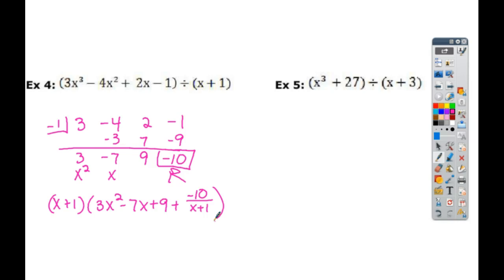So what do I have to do on the next one? You put 0 for the x squared and the x. So I'm going to have 1, 0, 0, and 27. What's the root? Negative 3. So I'm going to bring down the 1.